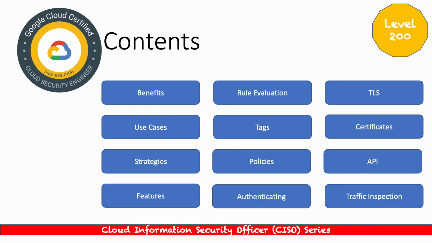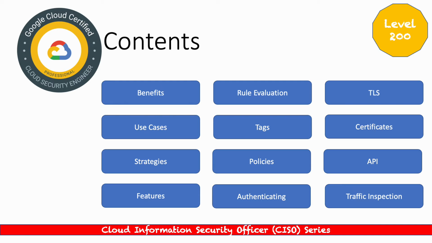We're also going to look at tags, policies, and authenticating: how, in a use case, you would authenticate to the secure web proxy. No security conversation would be without TLS, and with TLS comes certificates. The traffic going through the secure web proxy would be API traffic. And by definition, if it is a proxy and we are doing security, naturally we will do some traffic inspection. So these are the topics and domains we're going to be covering.